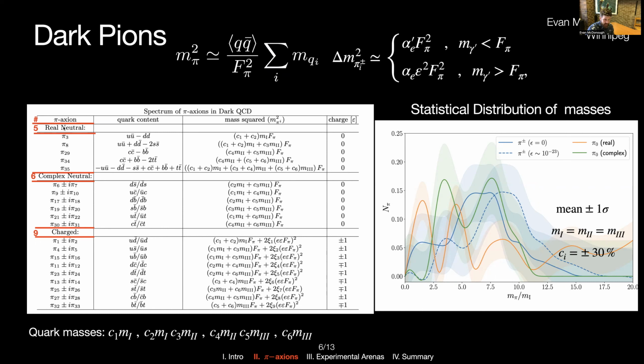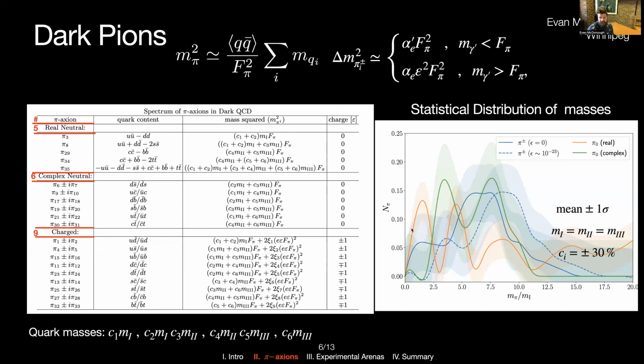The spectrum that you get out is you have 5 real neutral scalars, 6 complex neutral scalars, and 9 charged scalars. These are like the charged pion, complex neutrals like the kaons of the standard model, and these are like the neutral pion.